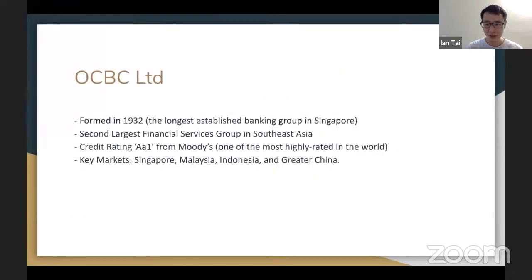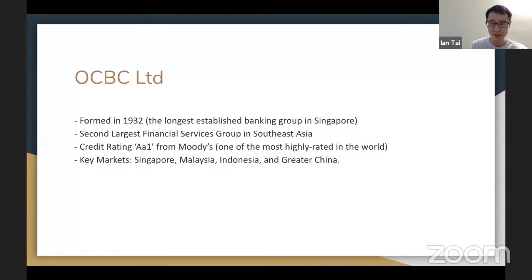OCBC Bank is the longest established banking group in Singapore. Last time I talked about DBS, which is the largest financial services group, or banking group, in Southeast Asia. OCBC is number two. Number three is UOB. And after these three, then only we have the Maybanks, the public banks and so on. Currently, it's given a credit rating of Aa1 from Moody's, and this is one of the highest rated in the world today.